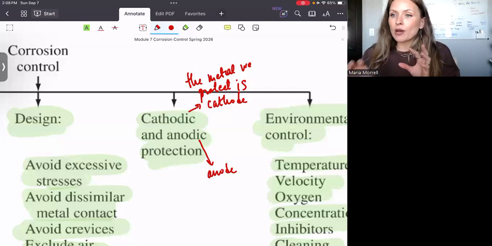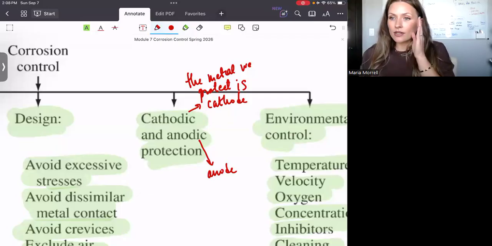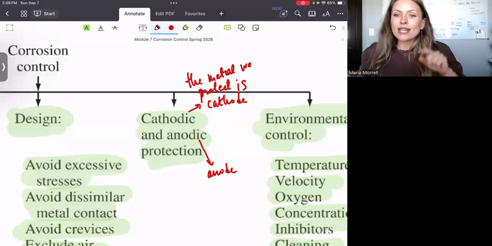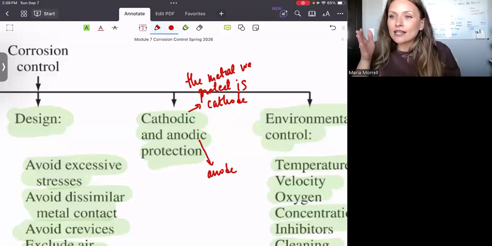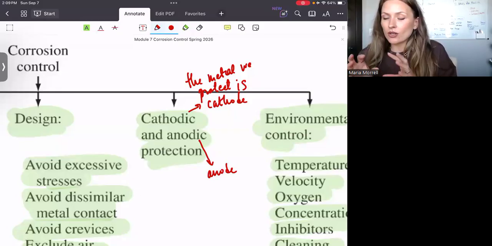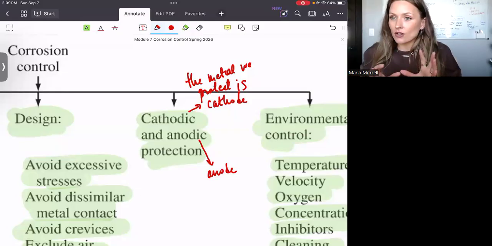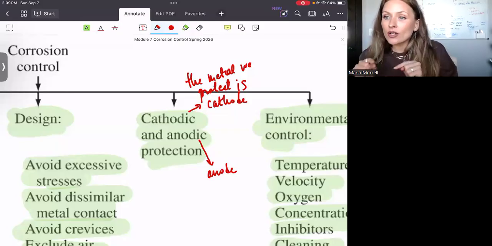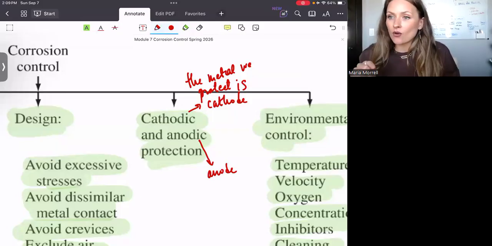And first, I will remind you, back from the galvanic cell, we know that whenever you have an anode and cathode, the anode is what corrodes. So in cathodic protection, we don't allow our material to be the anode. We do something around it to make it the cathode. And because it's a cathode, it doesn't degrade. Now, in anodic protection, we allow our metal to remain as anode, but we do something to it to quench its corrosion or to minimize it to an extremely low value.